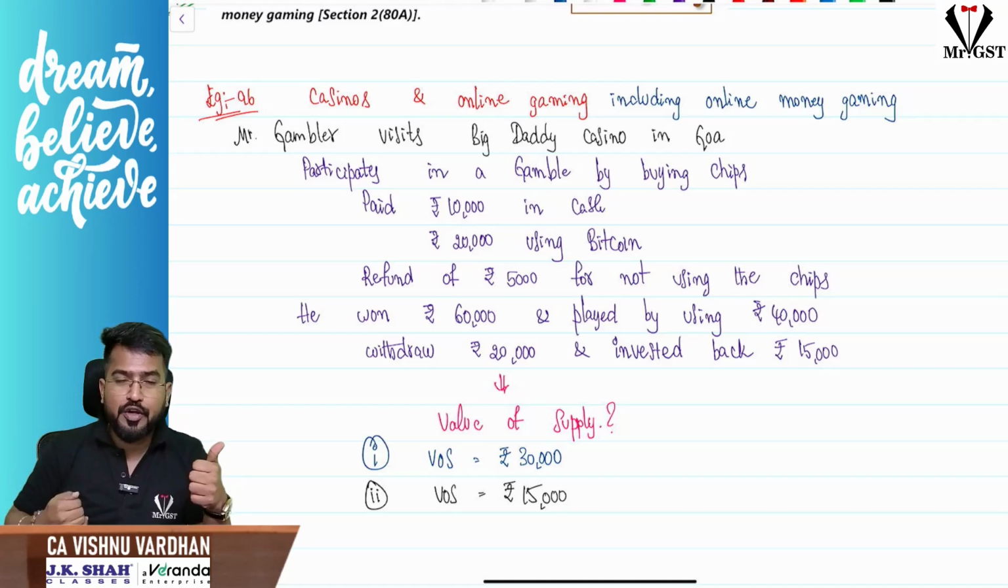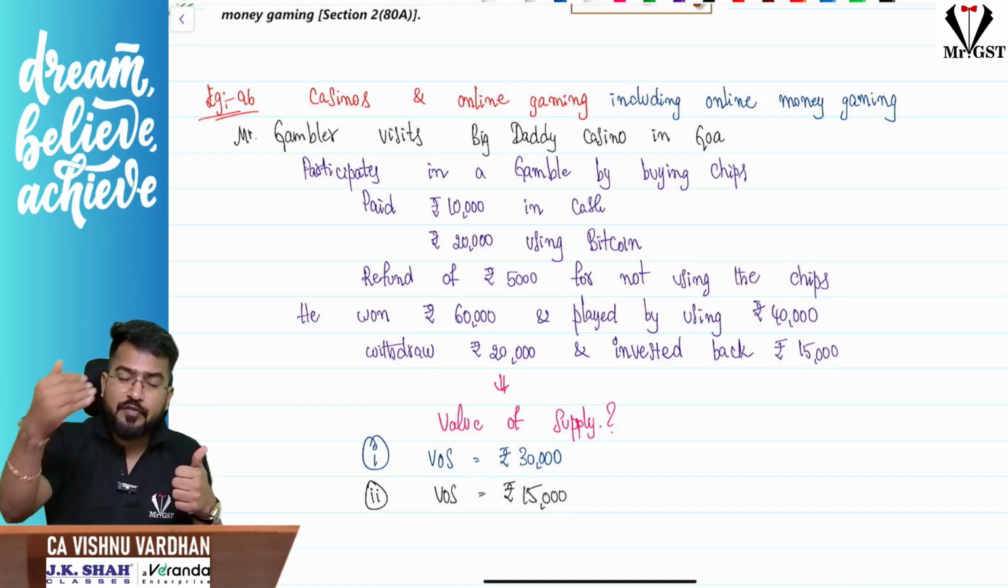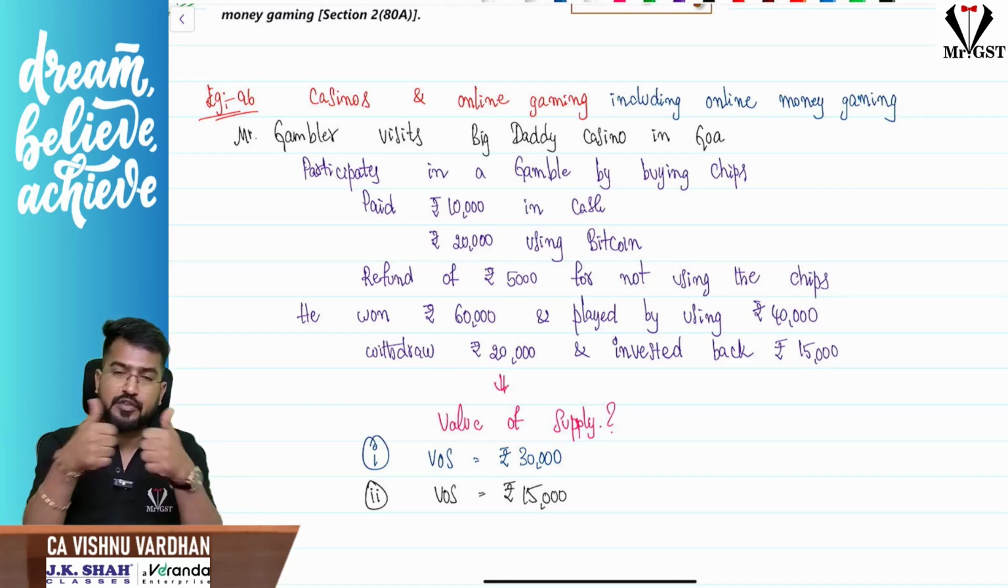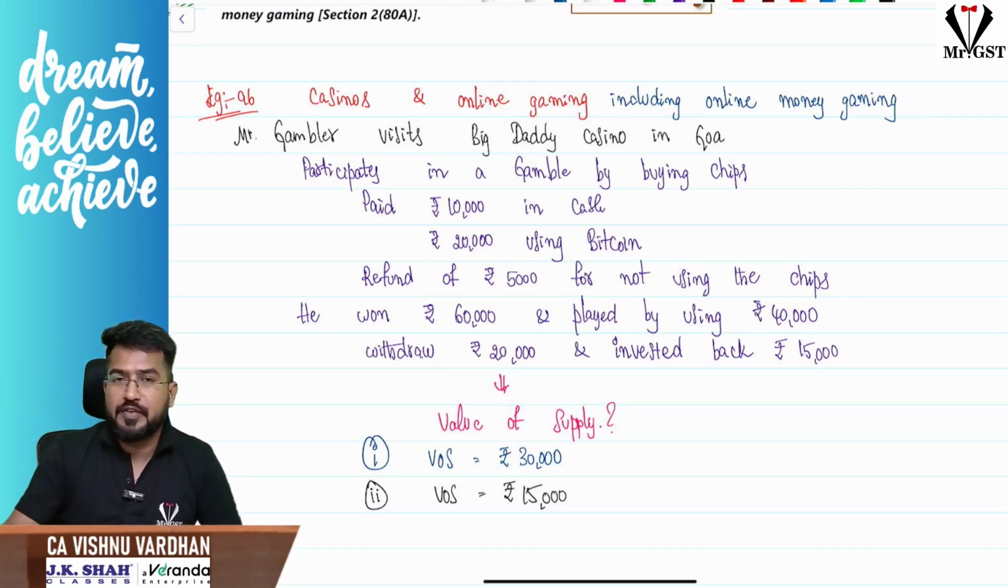Later on you have withdrawn your winnings and again you are investing back, that 15,000 itself will be a value of supply again. So there are two values of supply, 30,000 and 15,000. That is the concept with the example.